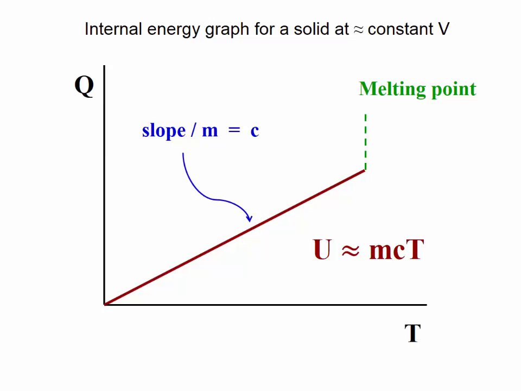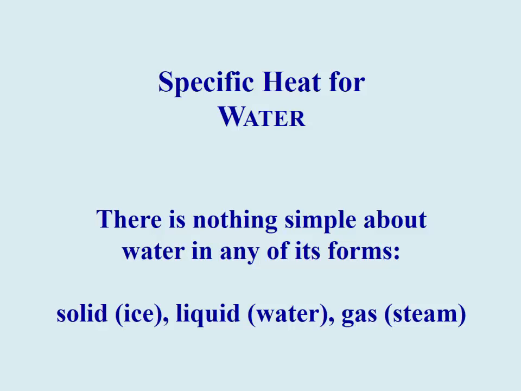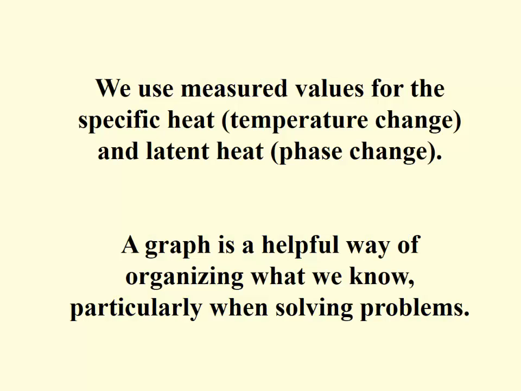Now, to look at this in more detail, we're going to go to water, which is something that we use for many different things in regular daily life, and so it's a better example for this particular situation. There's actually nothing simple about water in any of its forms. Its solid form that we call ice, its liquid form that we call water, and its gas form that we call steam. I'm going to look at this with a graphical presentation.